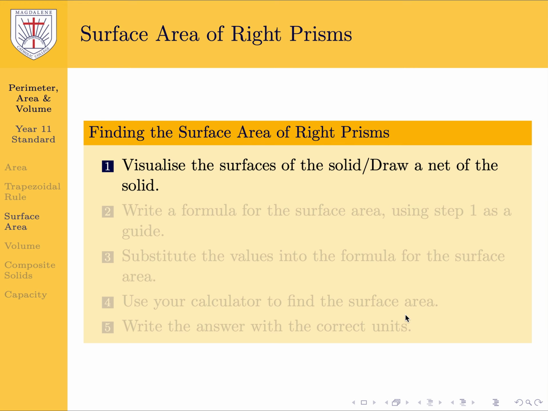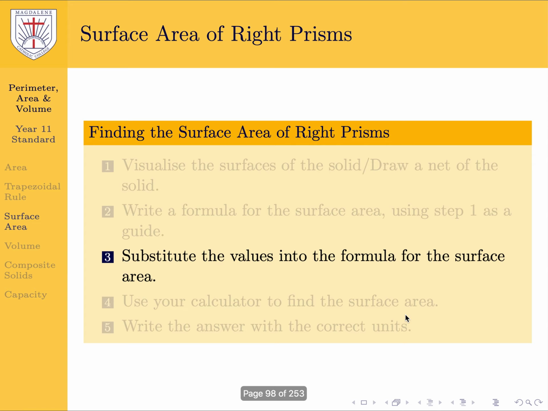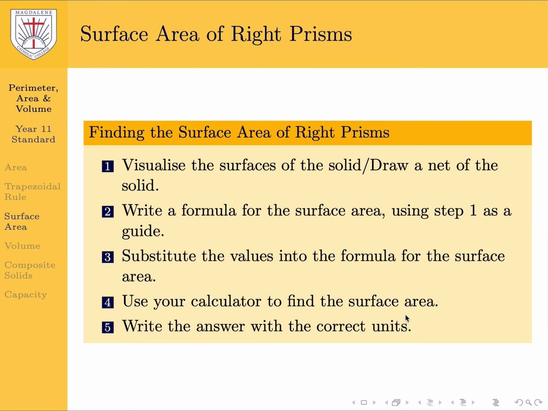Once you do that, you need to write a formula for the surface area using step 1 as a guide. So it will be different every time, and you need to use that net or the visualization of the surfaces in order to figure out exactly what that formula will look like. Once you have your formula, you need to substitute the values into the formula for the surface area, and then use your calculator to find it, and then answer with the correct units.